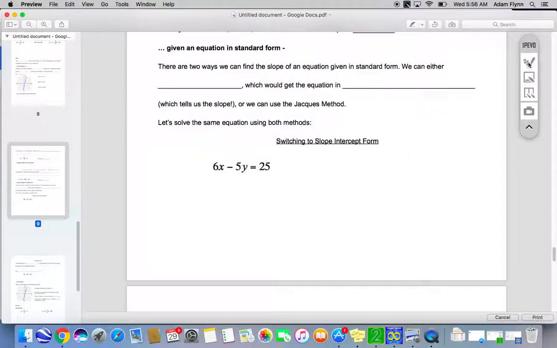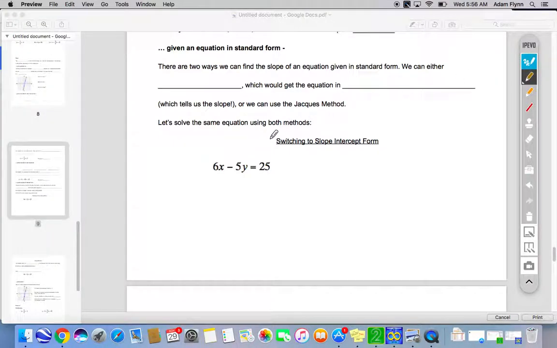Okay, let's say we're given an equation in standard form. So there are 2 ways we can find the slope of an equation given in standard form. We can either solve for y, which would get the equation in slope-intercept form, which is personally how I learned to find the slope of an equation given in standard form.